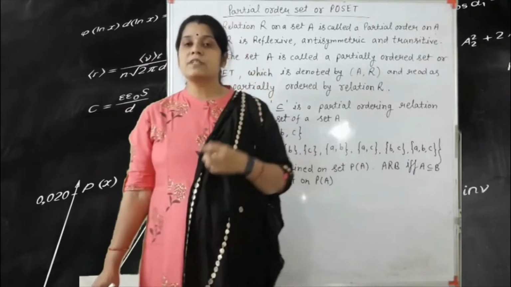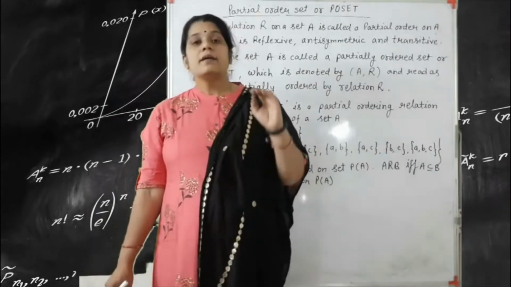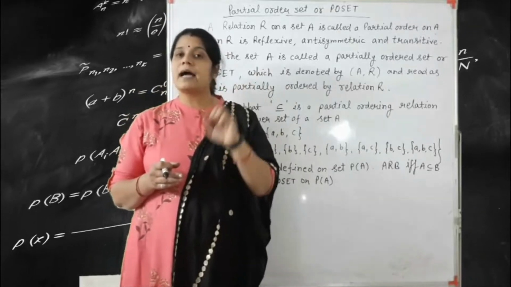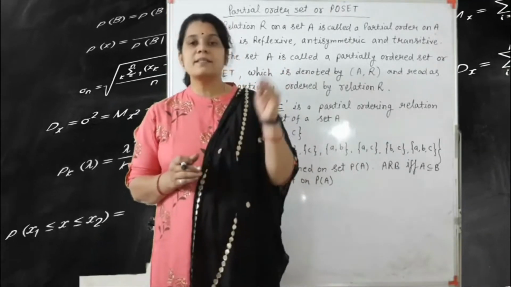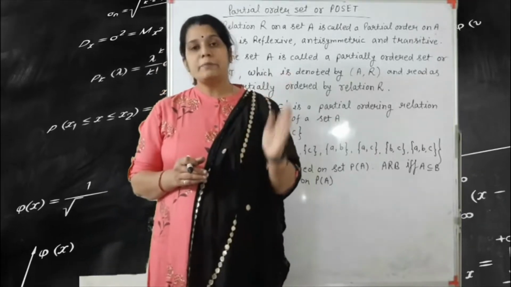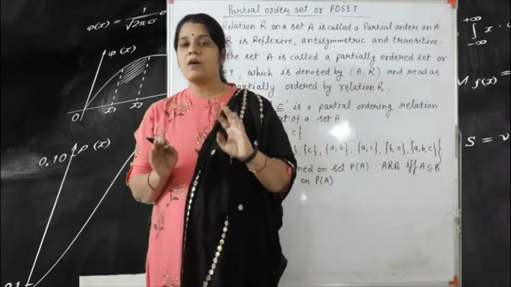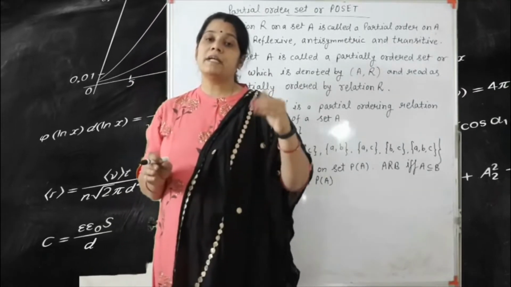Reflexive relation means what? A related to A. Symmetric relation means what? A related to B, then B related to A. And the transitive relation means A related to B and B related to C, then A related to C. So we have already seen the three types of relation according to your equivalence relation.